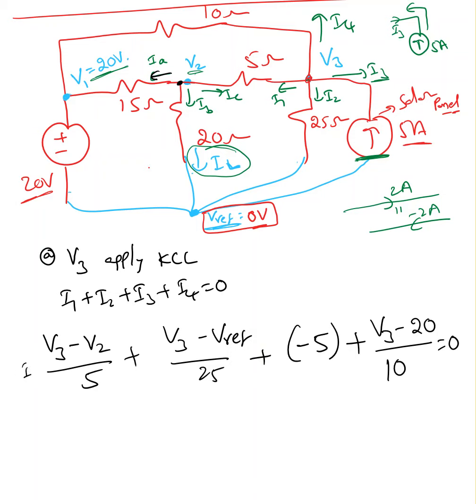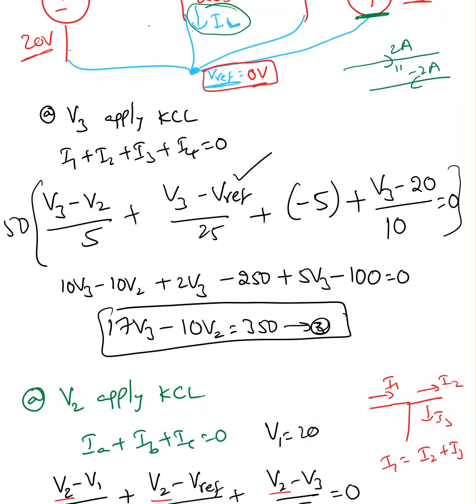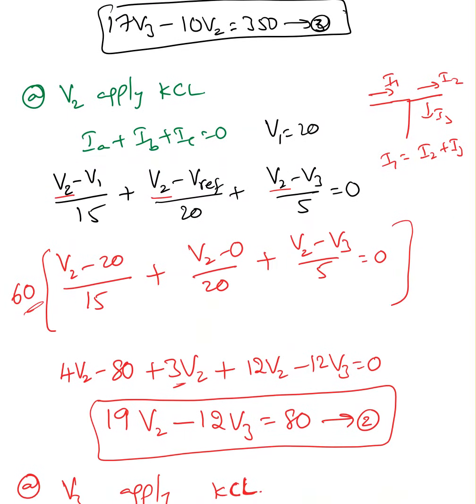So now eliminate the denominator by multiplying by 50. I'm going to do it offline. So I substituted here V reference equal to 0 and V1 equal to 20. So I end up with another equation. This is my third equation: 17V3 minus 10V2 equal to 350. Now we have two unknowns, two equations. So one equation I have 19V2 minus 12V3 equal to 80.